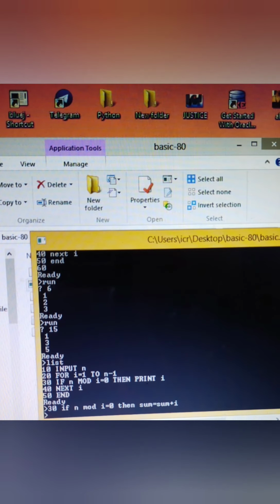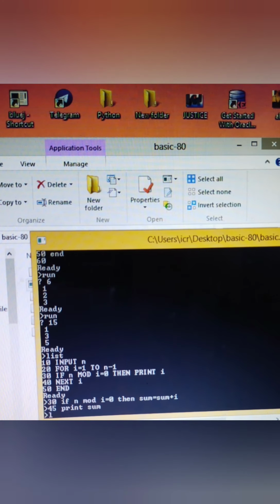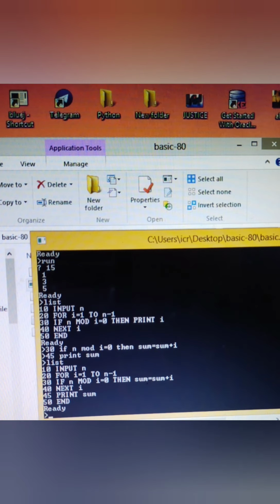One more line number I'll have to add, and that is, instead of 50 I'll be writing a 45 line number in which I'll be printing sum. Now let's list this. So instead of then print I we have got here then sum is equal to sum plus I. And then next I, and after the loop has finished we are going to print sum.